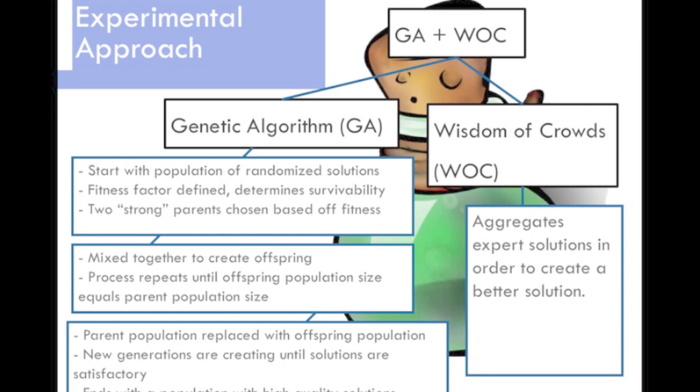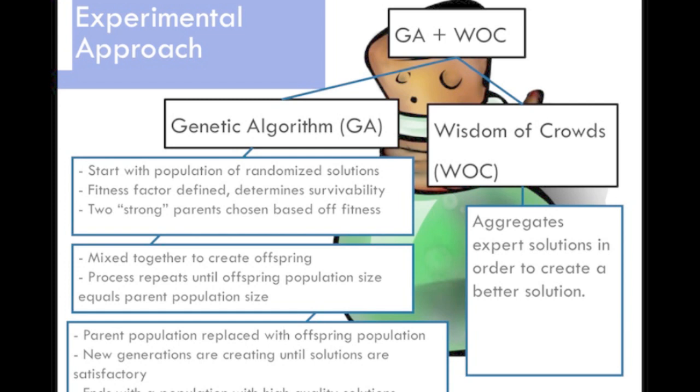Then you need to define 2 strong parents from that. You choose them based off their fitness, so solutions with higher fitness have a better chance of being selected as a parent. Those 2 parents are mixed together to create offspring solutions. From those offspring solutions, you continue this process over and over. So you find another 2 strong parents, create some offspring, put them in the offspring population, find 2 strong parents, create some offspring, and so on. You basically perform that until the offspring population size equals the parent population size.